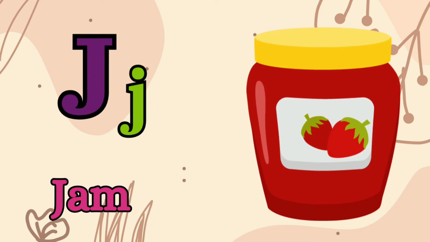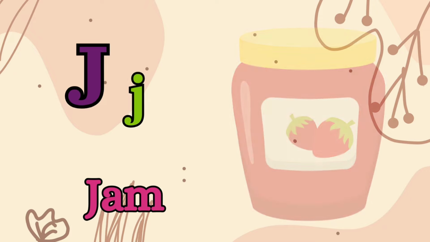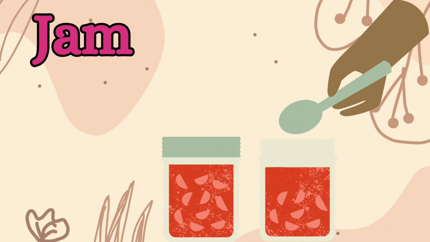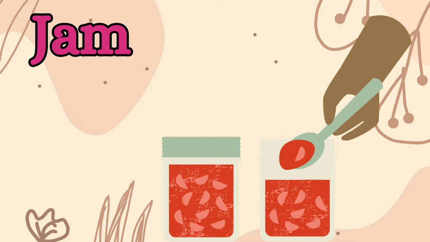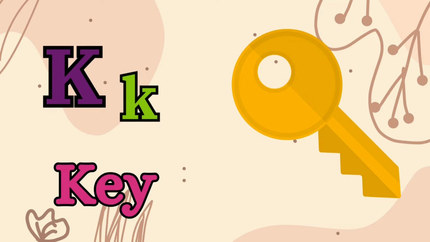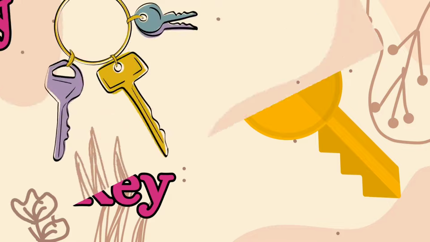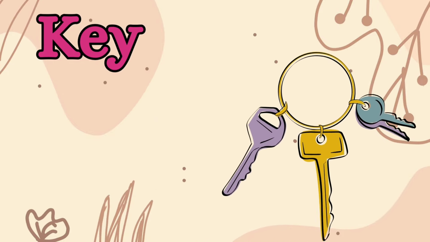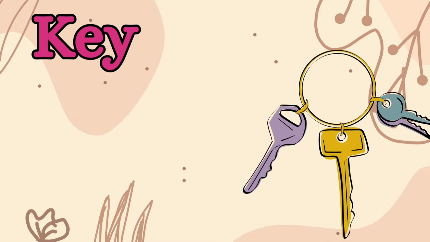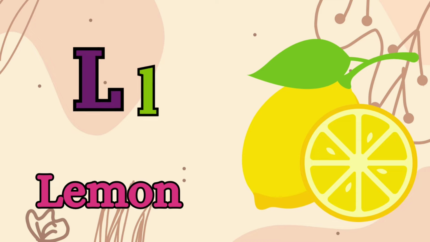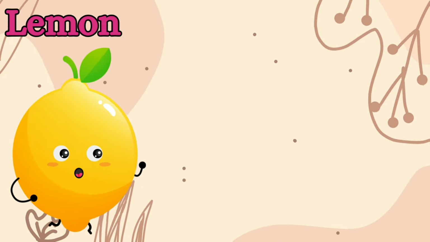J. J for jam. J-A-M. Jam. K. K for key. K-E-Y. Key. L for lemon. L-E-M-O-N. Lemon.